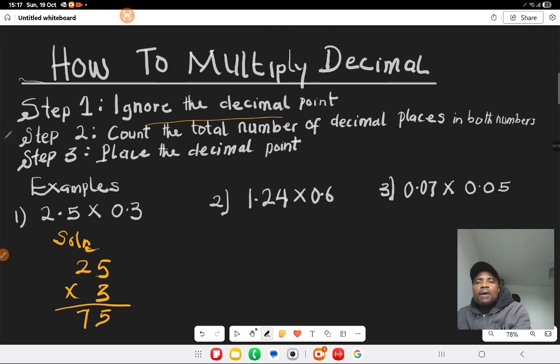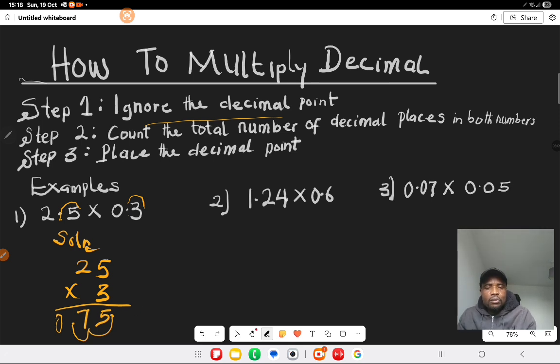Now, step 2, count the total decimal places in both numbers. After the decimal point here, we have 1, and after the decimal point here, we have another 1. So we are having 2 decimal places. So step 3, place the decimal point in the product of your answer. Now we've gotten 75. We have to put the decimal point 1, 2. So we are having 0.75 as the answer.